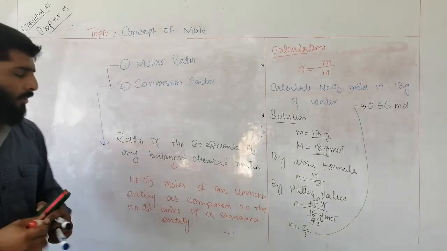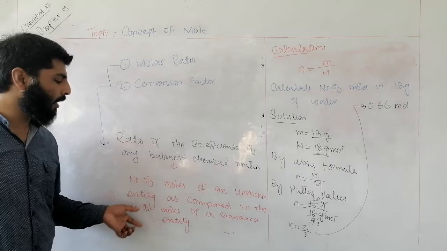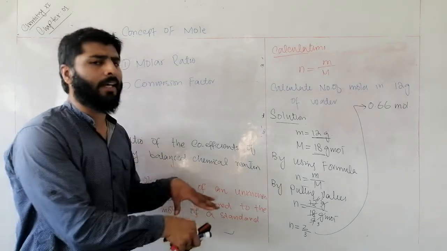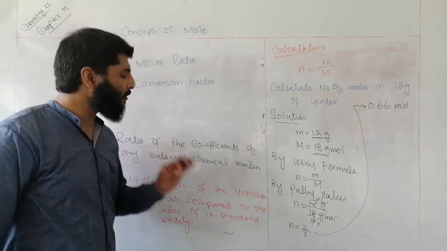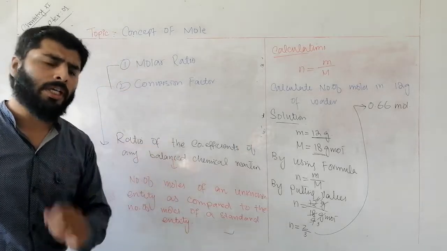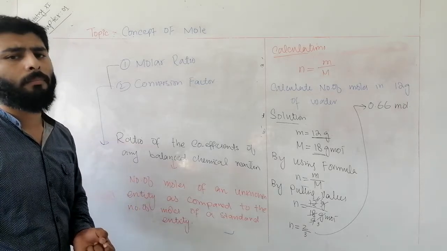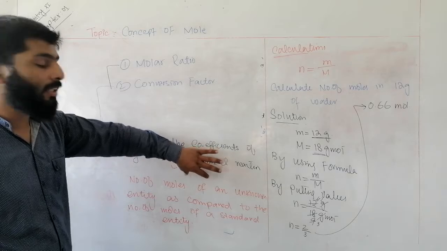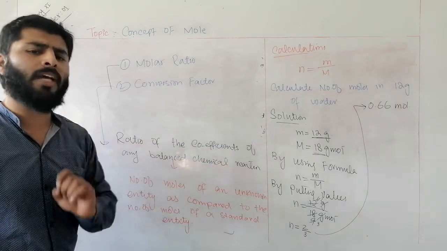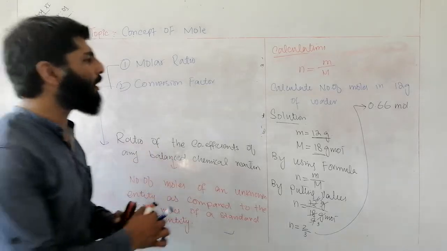Number of moles of an unknown entity as compared to the number of moles of a standard entity. We can also express it as the number of moles of an unknown substance used as compared to the unity value of the standard. Means number of moles of the unknown substance as compared to the unity value, or unity number of moles, of the standard.